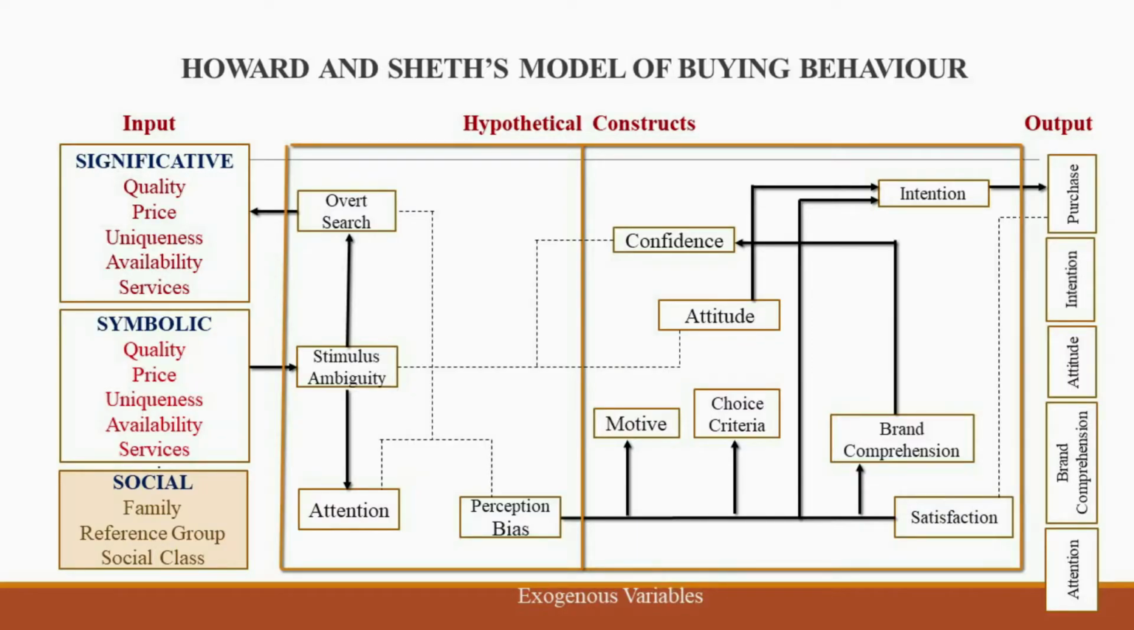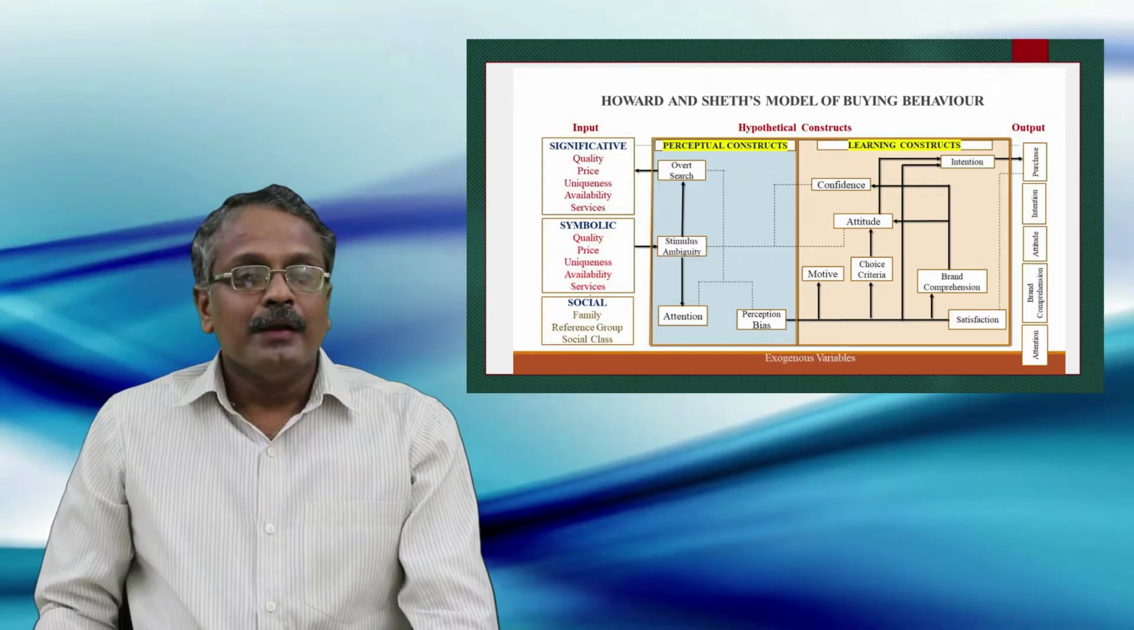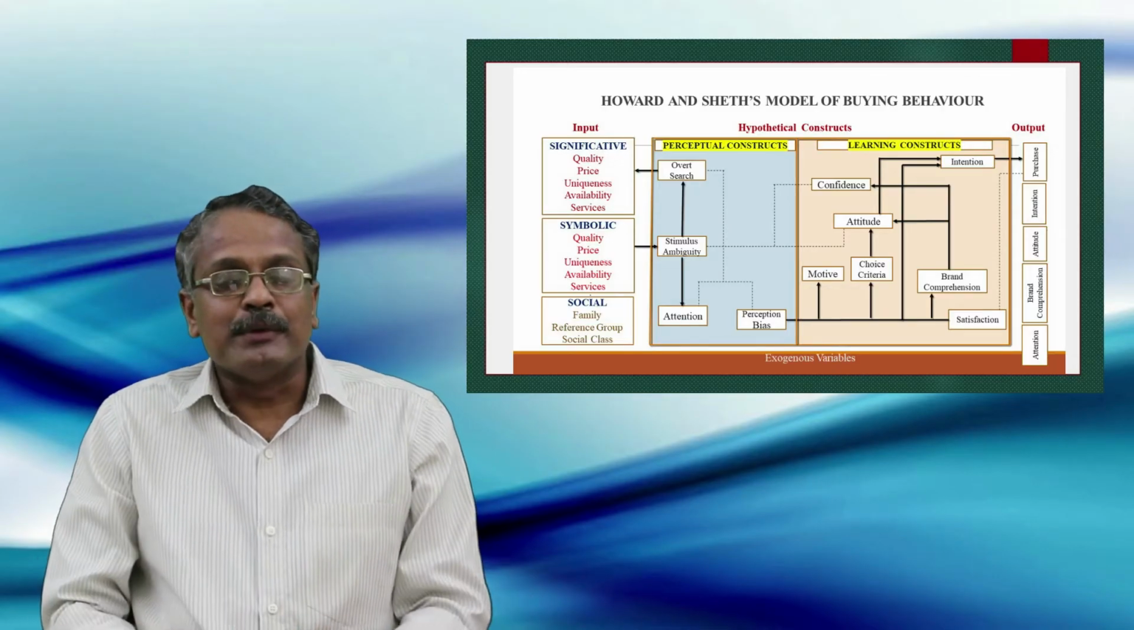Okay, come to the next input, the third input variables. It is called social stimuli. These variables are the stimuli aroused out of social life of human beings. These include influences of family, reference groups, society, etc. Now, the input variables are clear.